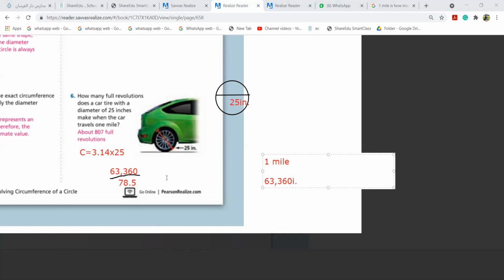And they have asked how many revolutions that will give you. So 78.5 is the circumference of the circle. For that, when you divide, it will give you about 807 full revolutions.